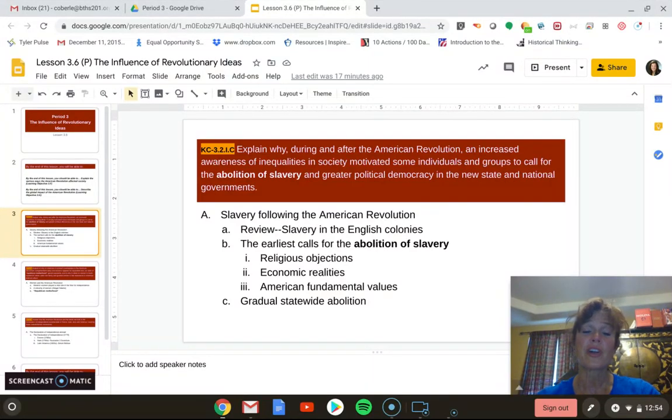There was also a greater influx of people. You have larger cities such as Philadelphia and New York and Boston, which means lots of immigrants and lots of different groups of people mixing together. So the straight up economic reality is that slavery in the North was not as necessary as slavery in the South. The final idea is this idea of the fundamental American values.